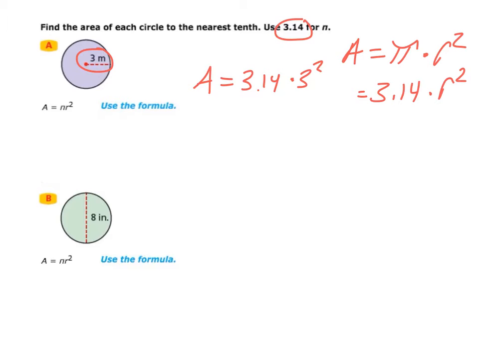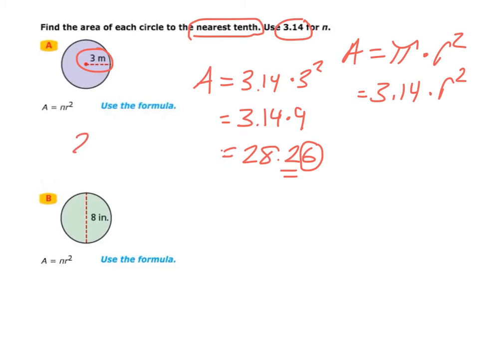Evaluating order of operations, I have to do the exponent first. 3 squared is 9, so 3.14 times 9 is 28.26. It asks me to round this to the nearest tenth, so I'm going to round in the tenths place using the 6. So my final answer would be 28.3 square meters, because it's area, it needs square units. It's talking about the surface inside, so it's square units.